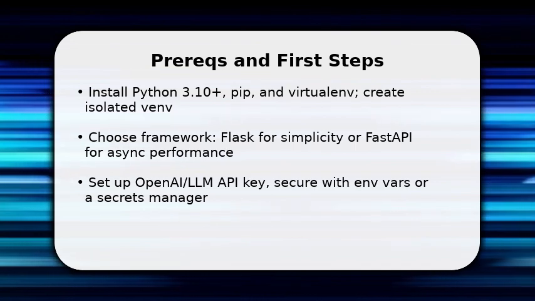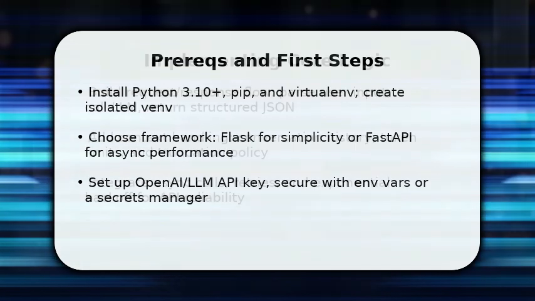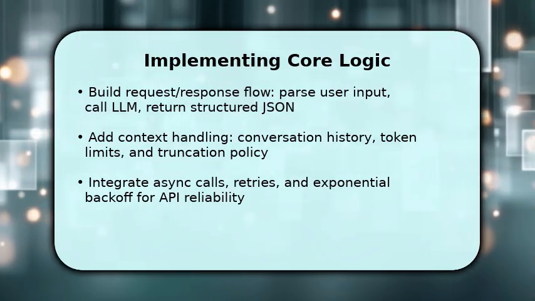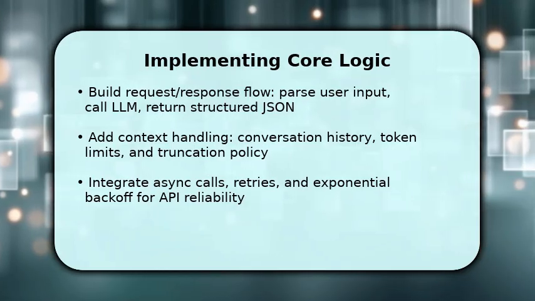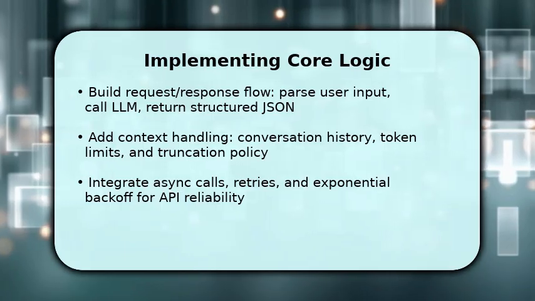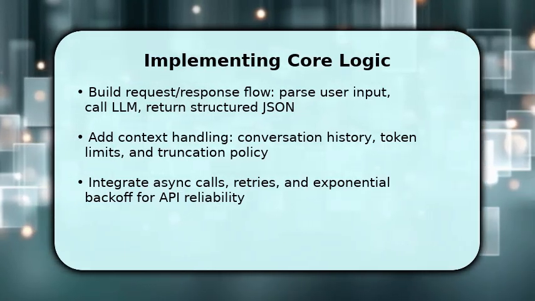Now implement the request lifecycle. Validate user messages, assemble the prompt with recent context, and call the LLM API. Use conversation history, but truncate intelligently to stay within token limits. That preserves relevance while preventing errors.